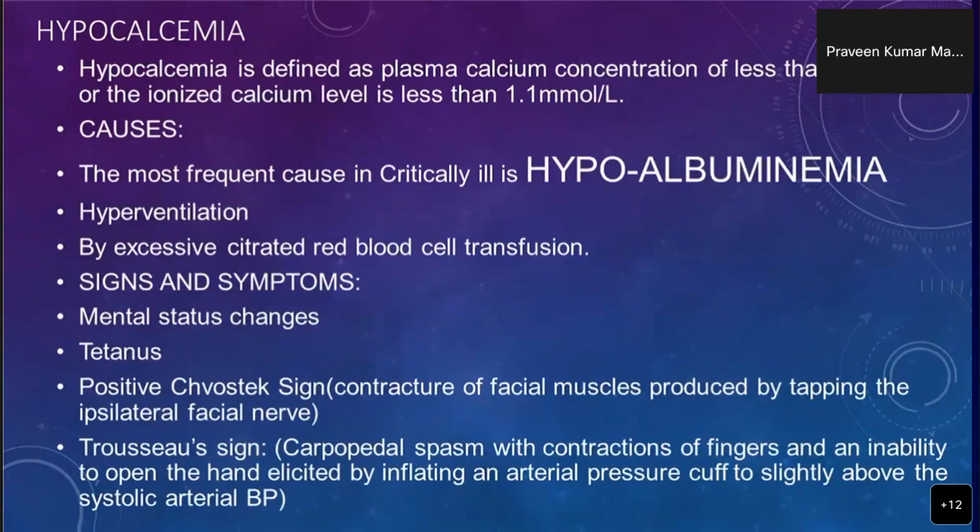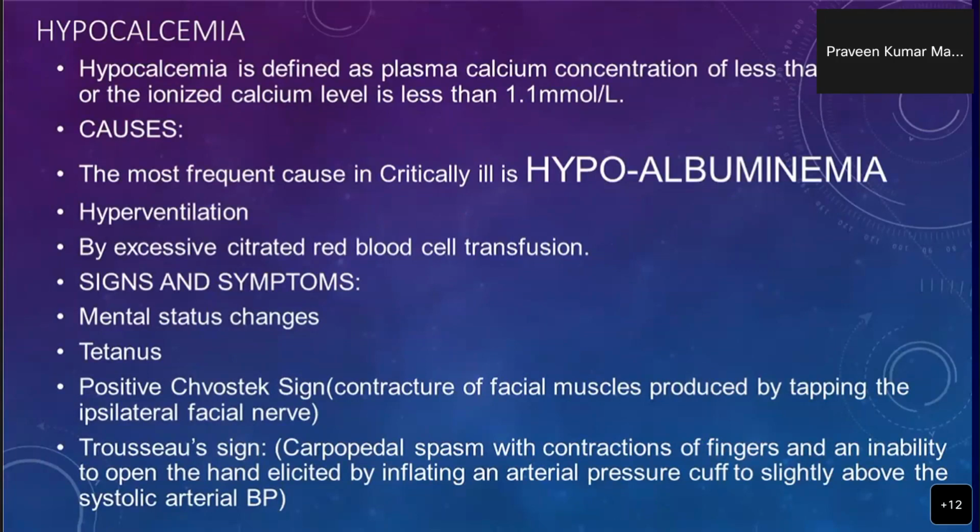Coming to the disorders of calcium, hypocalcemia is defined as a plasma calcium concentration of less than 2.1 millimoles per liter, or an ionized calcium level of less than 1.1 millimoles per liter. The most frequent causes are hypoalbuminemia and hyperventilation, or excessive citrated red blood cell transfusion.